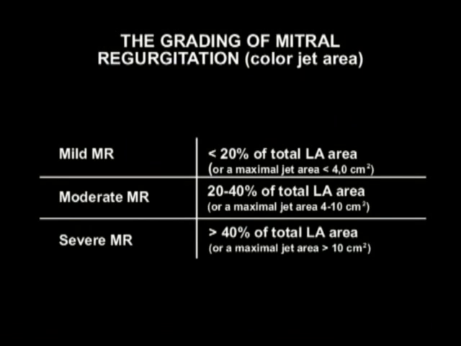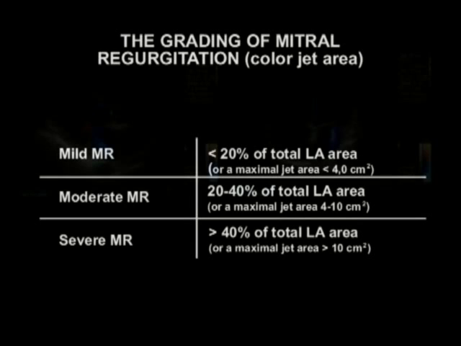Color jet area. The color jet profiles can be measured within the left atrium. Color jet areas are influenced by jet velocity, momentum, and direction. Mild MR jets cover less than 20% of total left atrium area, or a maximal jet area of less than 4 centimeters squared. On the other hand, severe MR jets cover more than 40% of total left atrium area, or a maximal jet area of more than 10 centimeters squared.